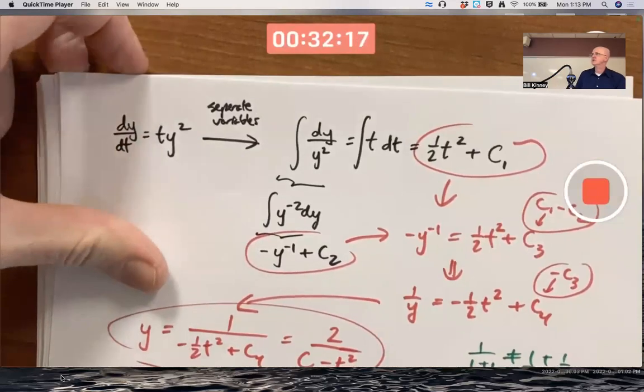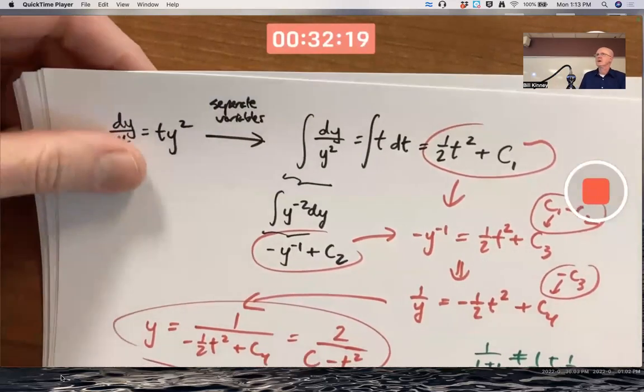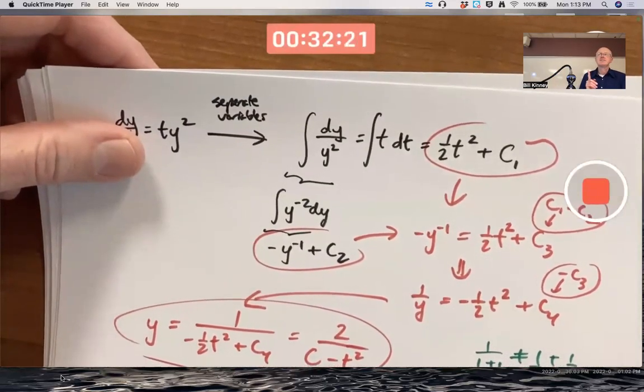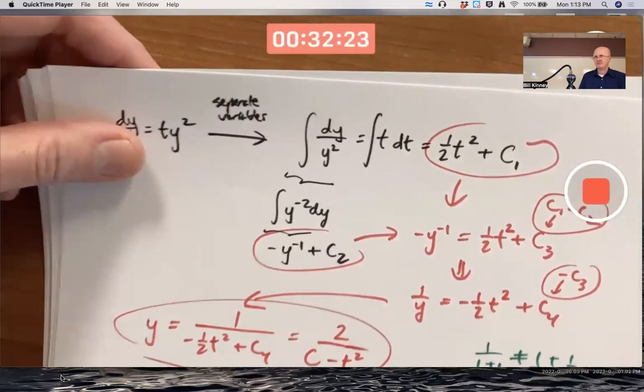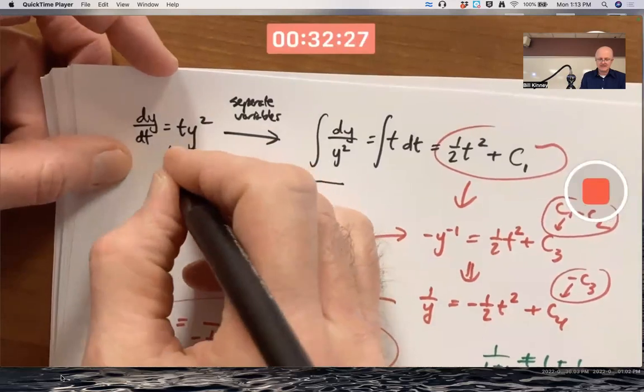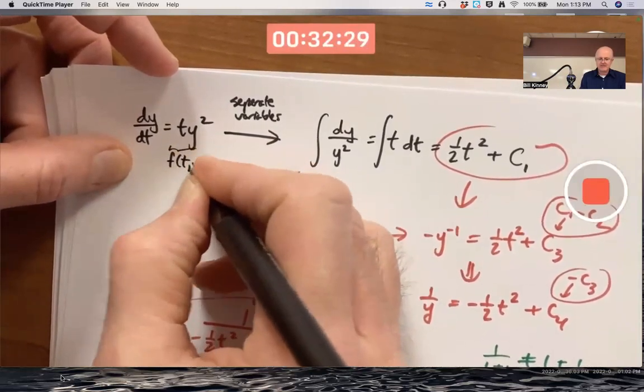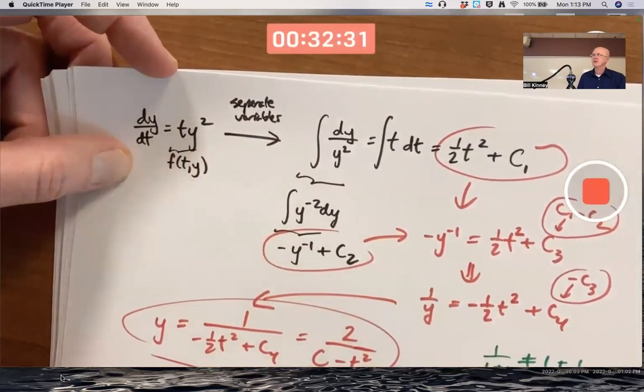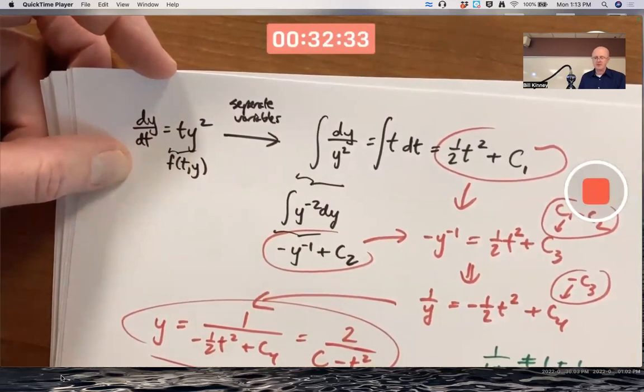What should I call the function that is going to be a solution? I should not call it f, because this is f. This is little f of t comma y. I want to reserve the function named little f for the right-hand side of the differential equation. That is traditional. I'm not teaching you anything that's not traditional.